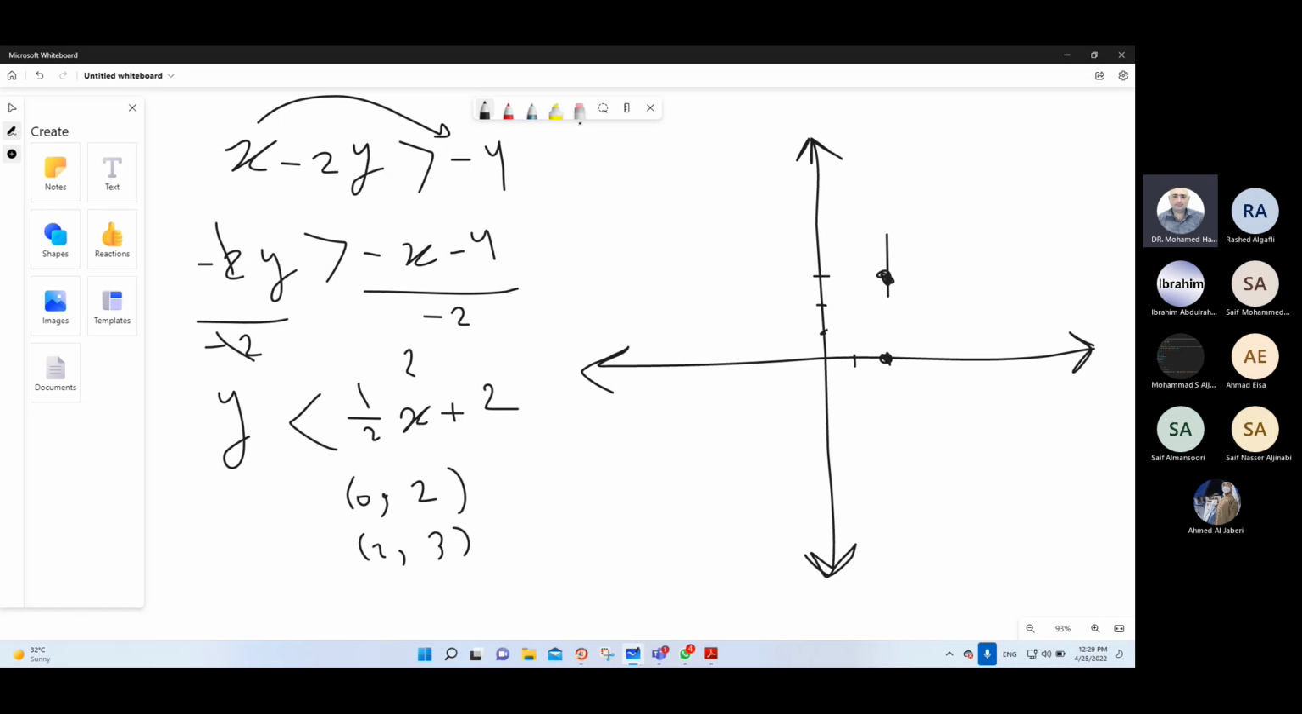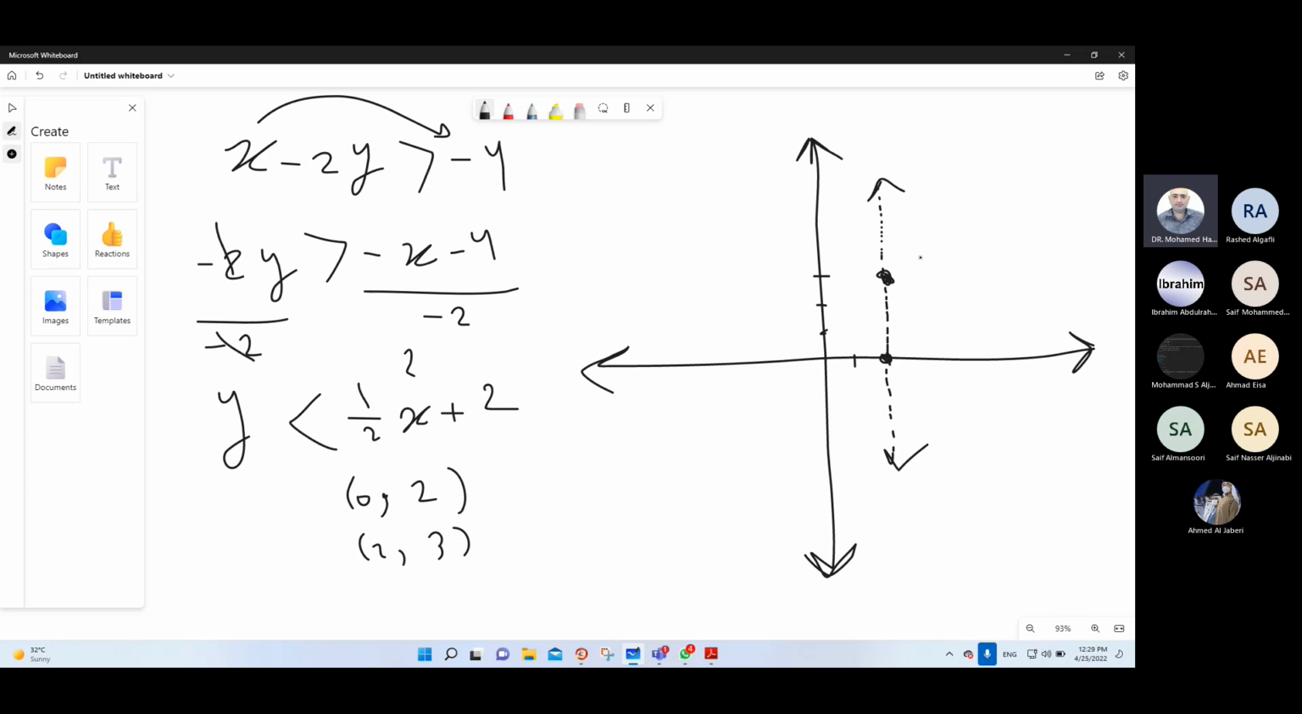So you can connect the points. And as you see here, we don't have equal in the sign, so use a dashed line, like this. Now, when you draw the line, you have 2 parts. We have the right of the line and the left of the line. How to know which part is the solution of this inequality?